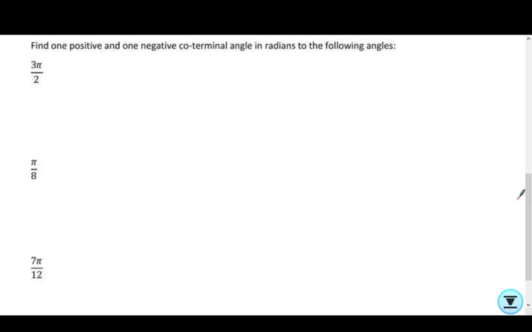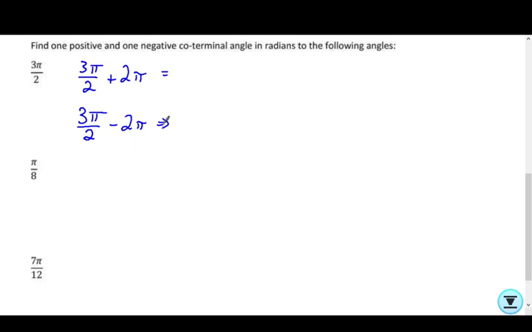So we have it in radians, and we're going to work using radians. We're not going to change it to degrees, find my coterminal, and then change it back. We're just going to use the equation that we're going to add 2 pi or subtract 2 pi. So for the first one, we're going to take 3 pi over 2 and add 2 pi, because 2 pi is one rotation, or 360 degrees. And then we're going to take 3 pi over 2 and subtract 2 pi.